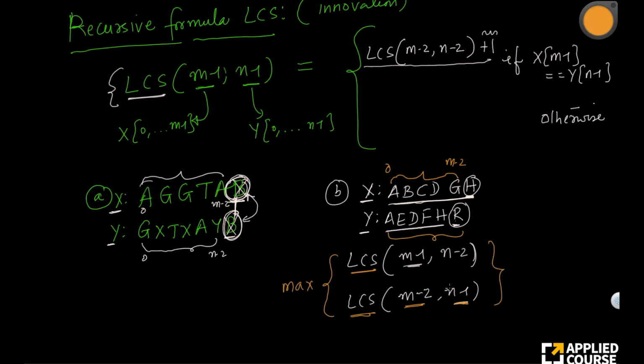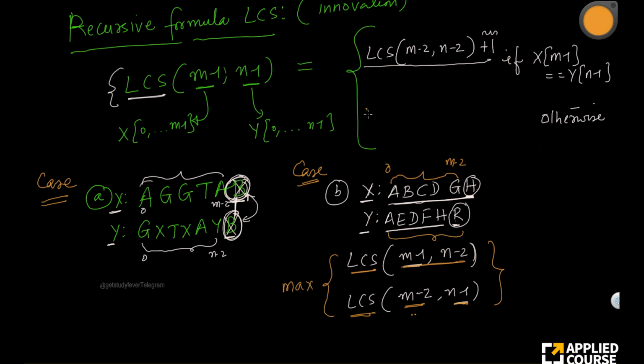Because these two possibilities are possible, right? Look at this. Either the last character matches. This is case 1, let's call it case A. What is case B? In case B, the last two characters don't match. Then I'll try to match this whole string with the whole string of Y except the last character. And that's what this part is. And I'll also try to match all the characters of X except the last one, which is this, and all the characters in Y. Between these two, whichever is larger, I will pick that up.